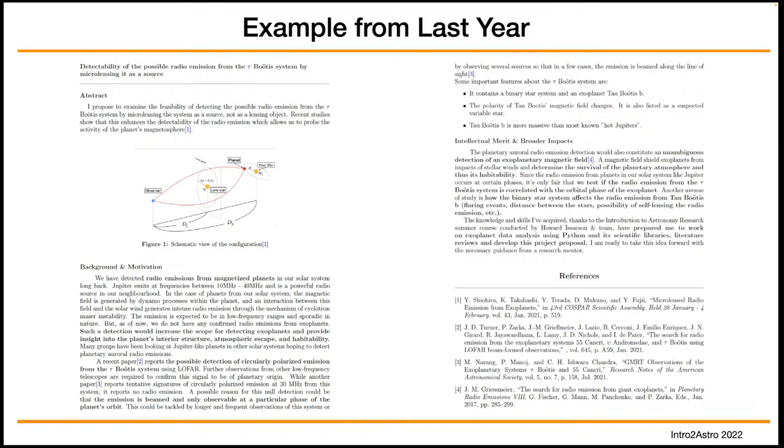Finally, I want to show an example proposal written by one of our participants from last year. Her idea is to use microlensing to focus radio emission from a nearby exoplanet and hence improve its detectability. You can see that she included a schematic here to demonstrate her idea, and she probably cited a few papers related to the topic. You can see she included a reference section, and the paper is probably cited with the author list, the title of the paper, the name of journal, and the issue number, etc.